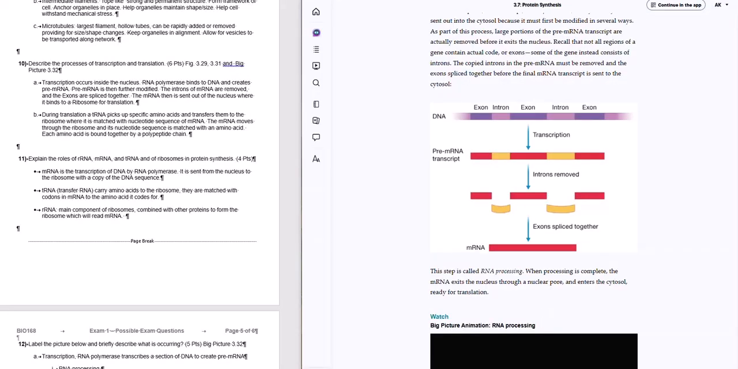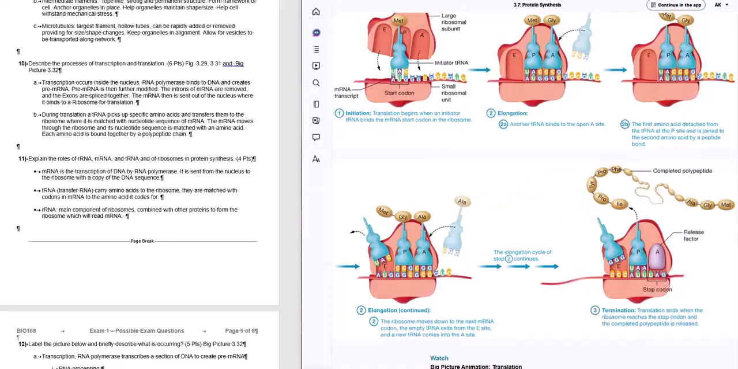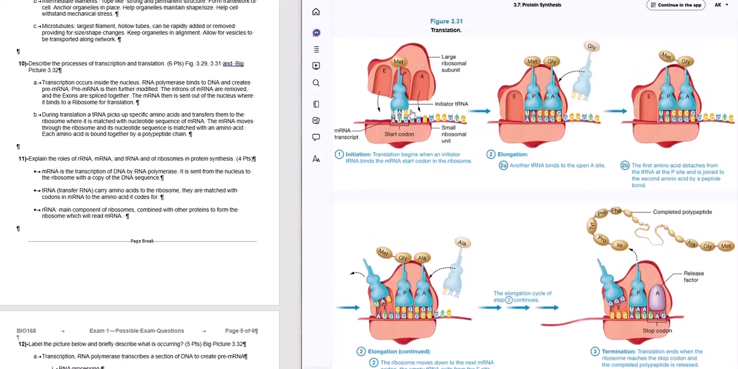Once the messenger RNA is made, it is modified before it leaves the nucleus, with introns being removed and the exons spliced back together. That is the mature RNA. And then that mature RNA comes out into the cytoplasm, joins with a ribosome. So this is translation, Figure 3.31.